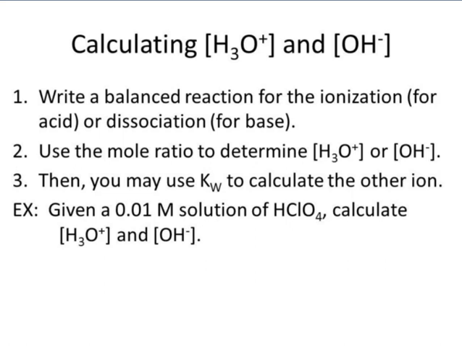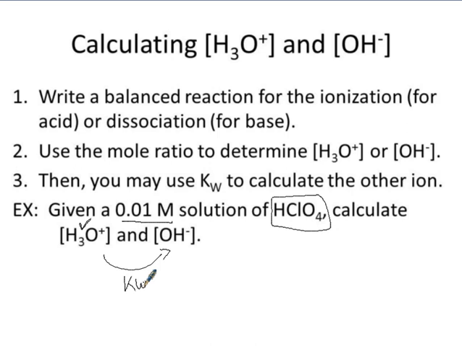So if you have a balanced reaction, you go ahead and figure out the molarity of whatever you produce, and then you use your Kw to calculate the molarity of the other. An example here: if I give you 0.1 molar HClO4, I can then calculate the hydronium concentration from that, because I know this is going to be ionized and give me hydronium. So I do my mole ratio to calculate hydronium concentration, and then I go from there to here using the Kw. And that's going to help me figure out both hydronium and hydroxide concentration.